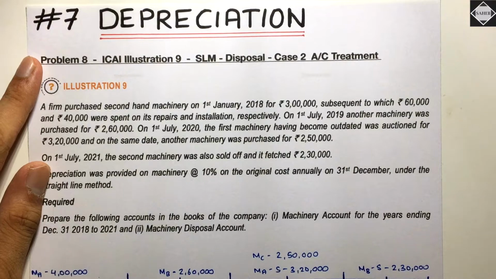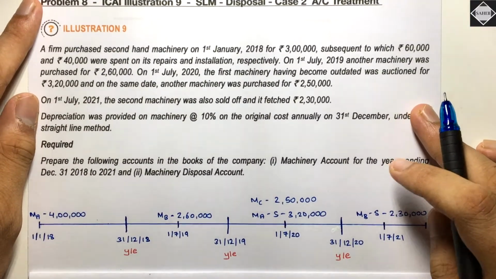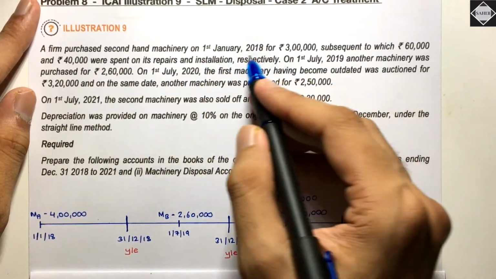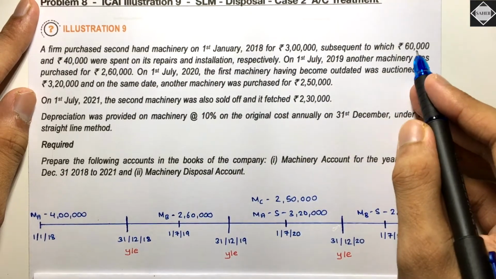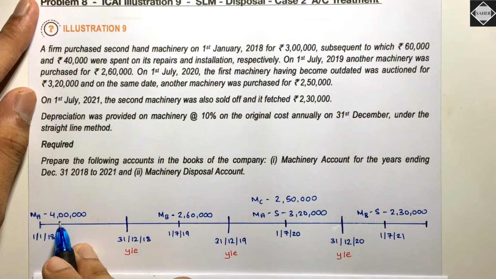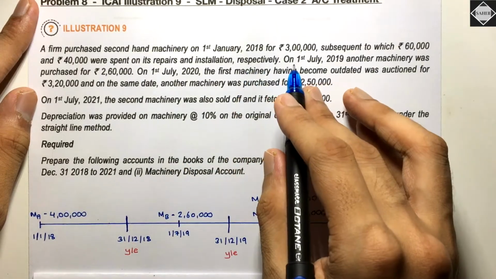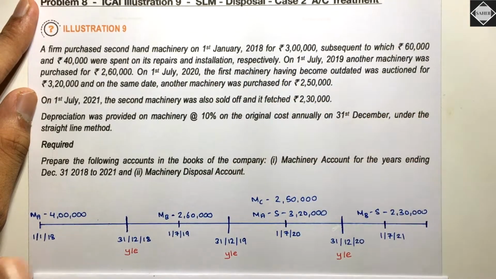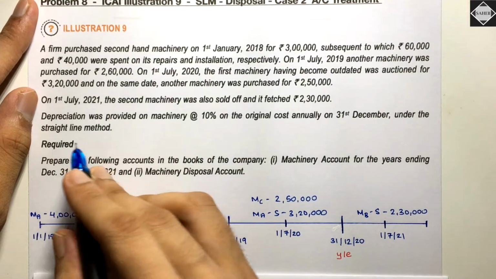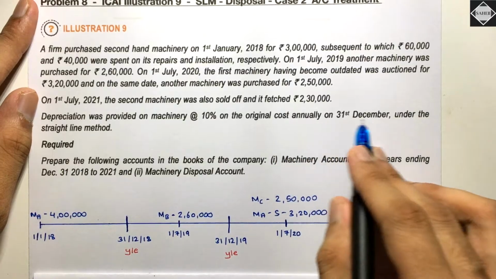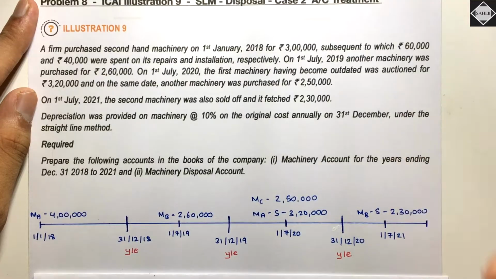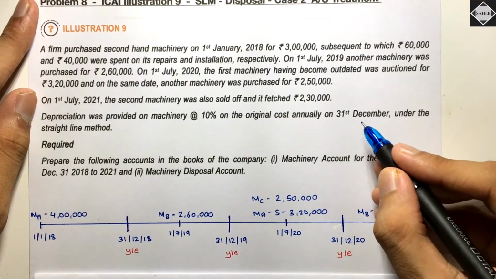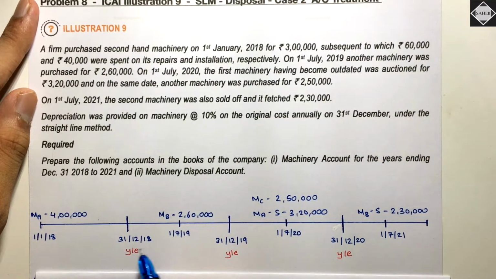See the timeline over here. First, we purchased the machinery on 1st January 2018 for how much? For 4 lakh: 3 lakh plus 60,000 plus 40,000. That's the cost of the machinery. On 1st July 2019, so that's in the next year, the year will end when? See the question, when they say on 31st December, provide the depreciation on 31st December. Depreciation is always provided at the end of the year. So this is at the end of the year, 31st December. Year end is 31st December 2018.